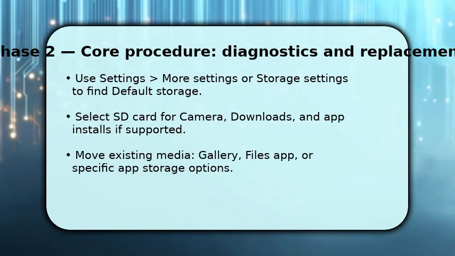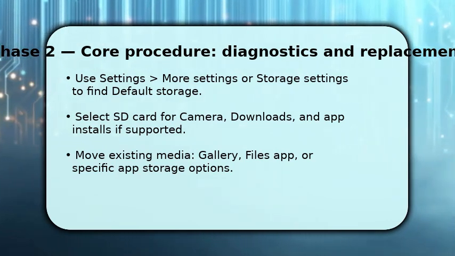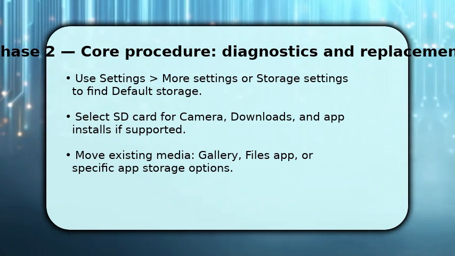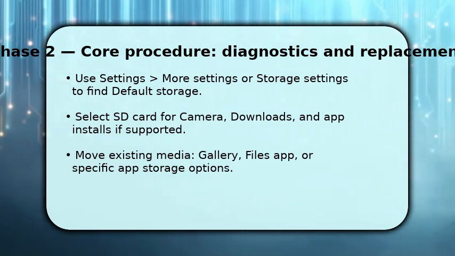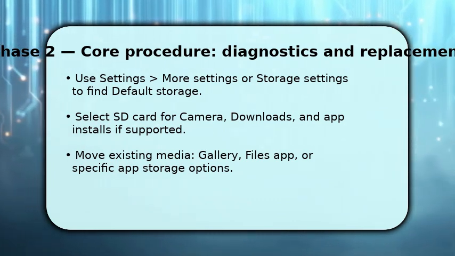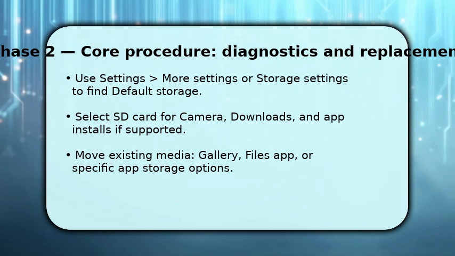Go to Settings and find Default Storage or Save Locations under individual apps like Camera. Select SD card to make new photos save externally. This reduces internal clutter. For apps, open each app's storage settings and choose Change Storage when the option exists.